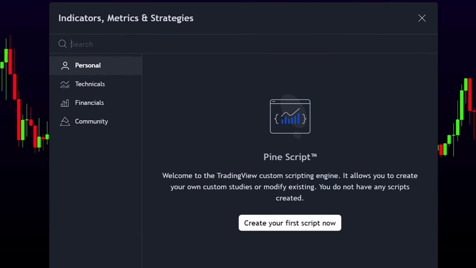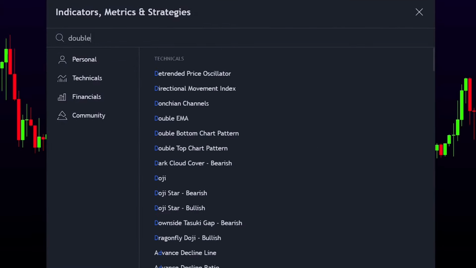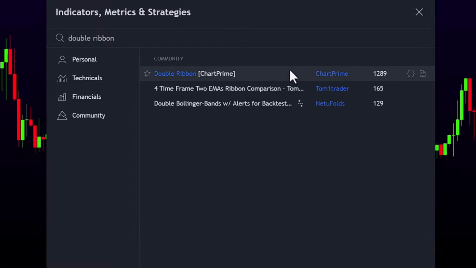To get started, go to the top of your TradingView platform, open the indicator section, and search for double ribbon indicator by Chart Prime. It's free, so go ahead and add it to your chart. Now that we've got it up, let's fine-tune the settings for maximum performance.